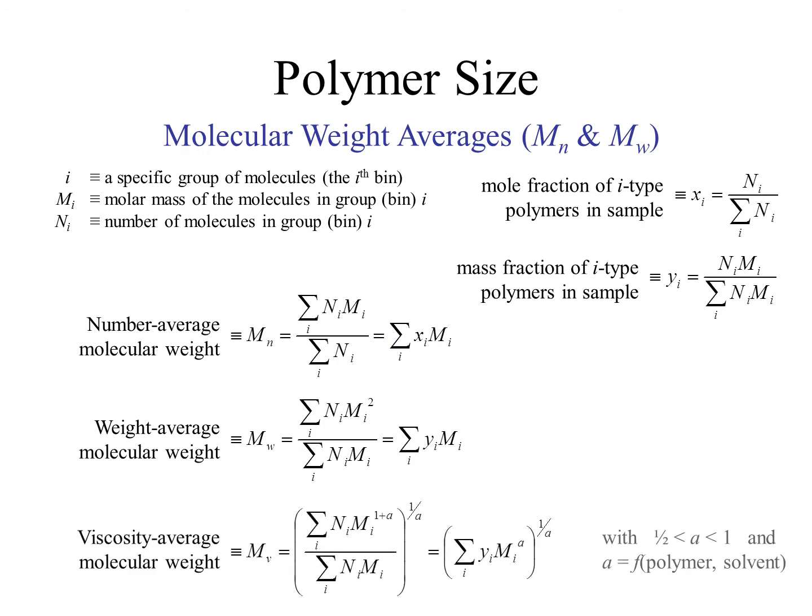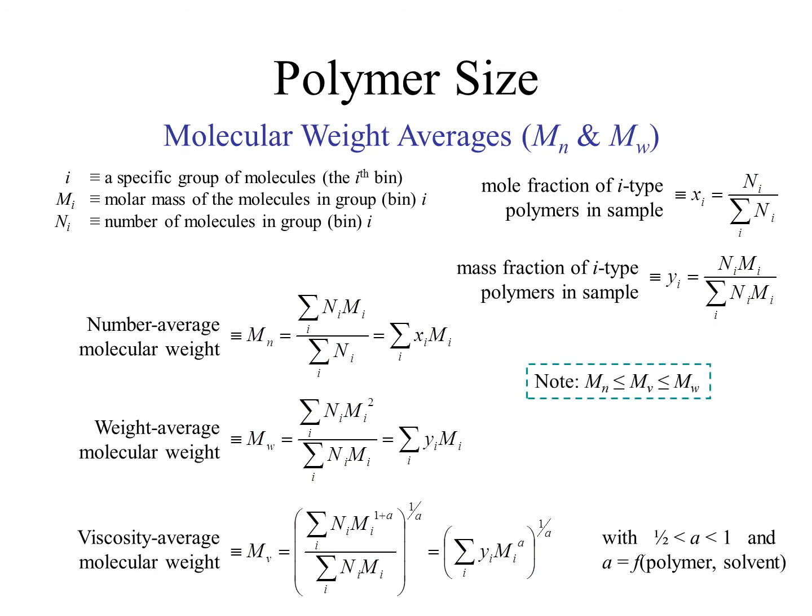Lastly, the viscosity average molecular weight equation is given here. Notice how the format stays in line with the previous 2 equations, except for now the exponents use a new variable, a, to generalize the formula. This variable a is always between half and 1, and it depends on both the polymer in question and the solvent being used to dilute it. We will discuss this in more detail in the upcoming lectures.